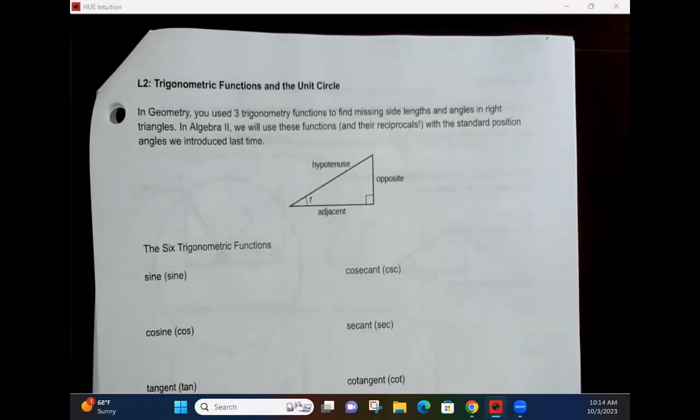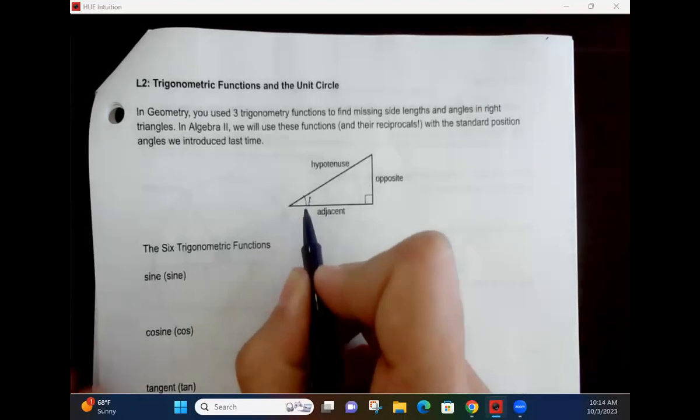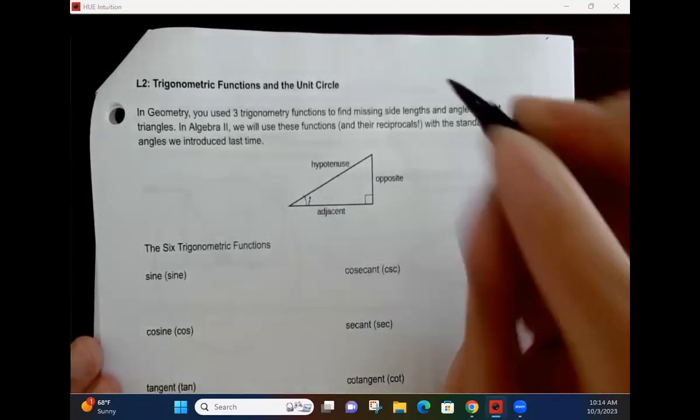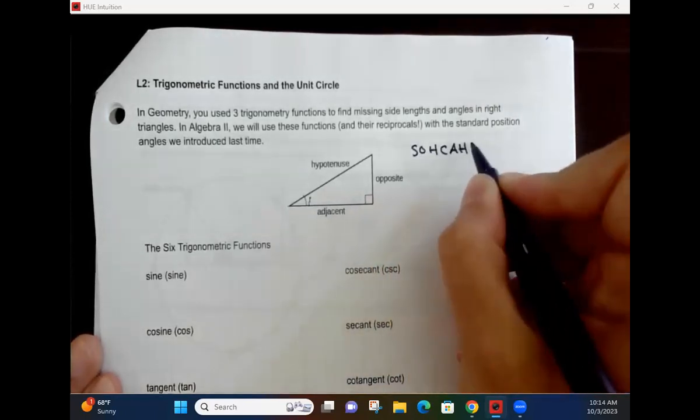So again, remember, in geometry, you were looking at right triangles. You were looking at, for my angle, is this based on the measurement I want? Is it based on the hypotenuse, the opposite side, the adjacent side? And you used SOHCAHTOA to talk about them, right?